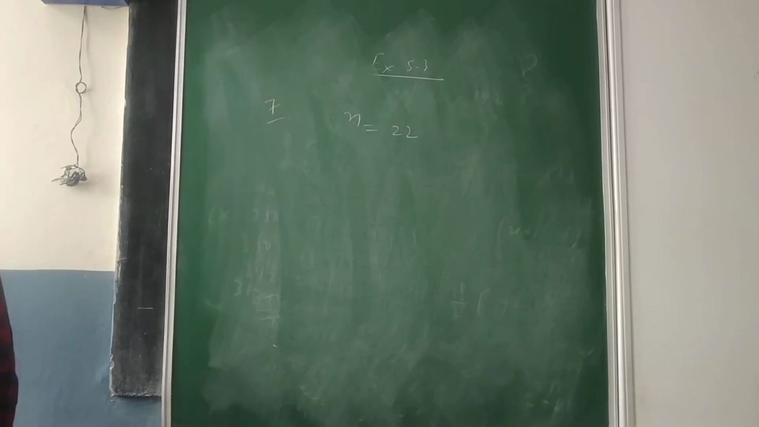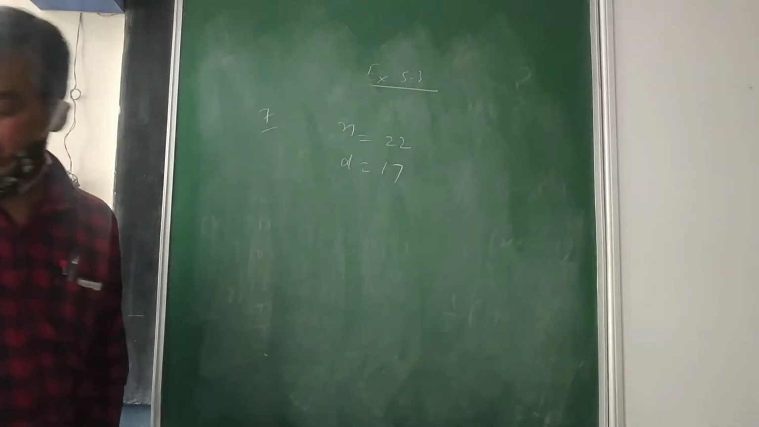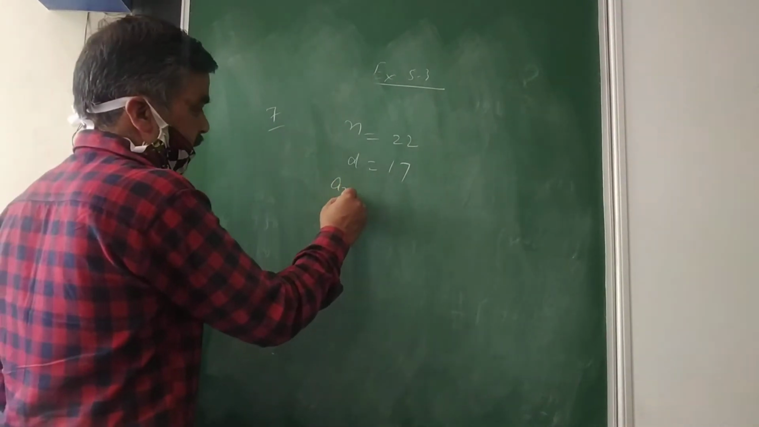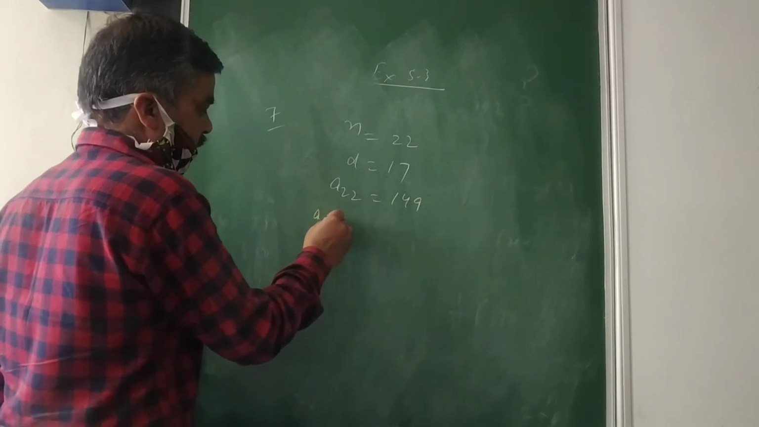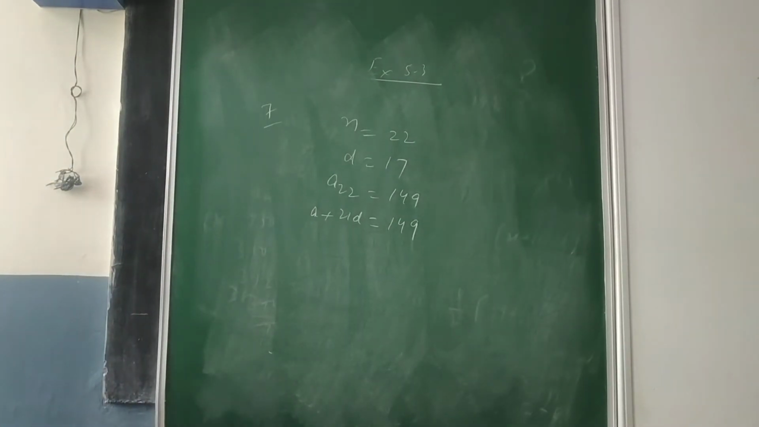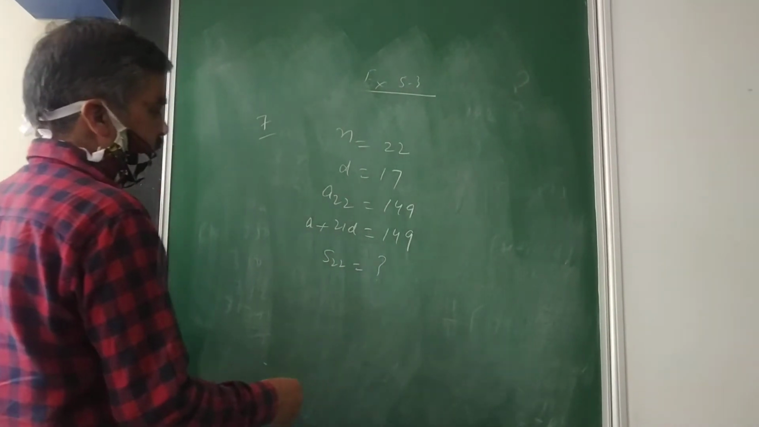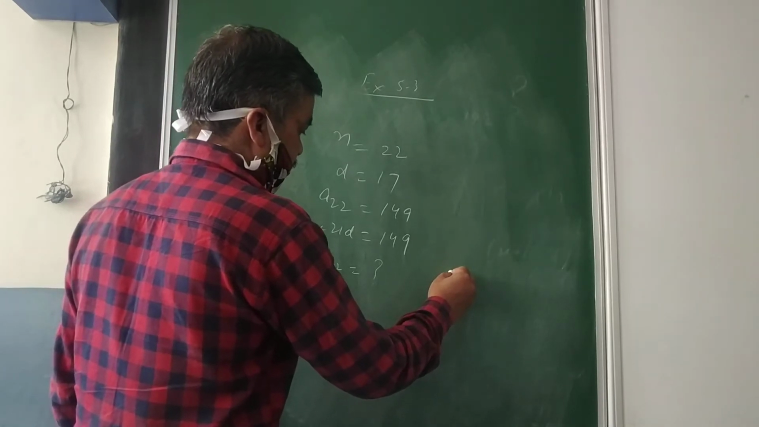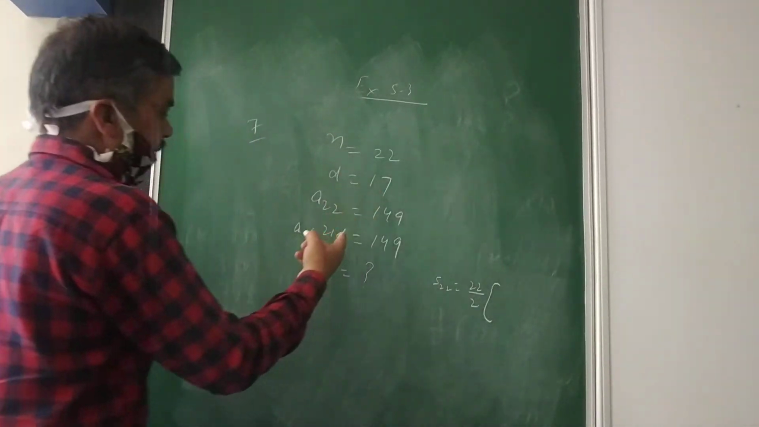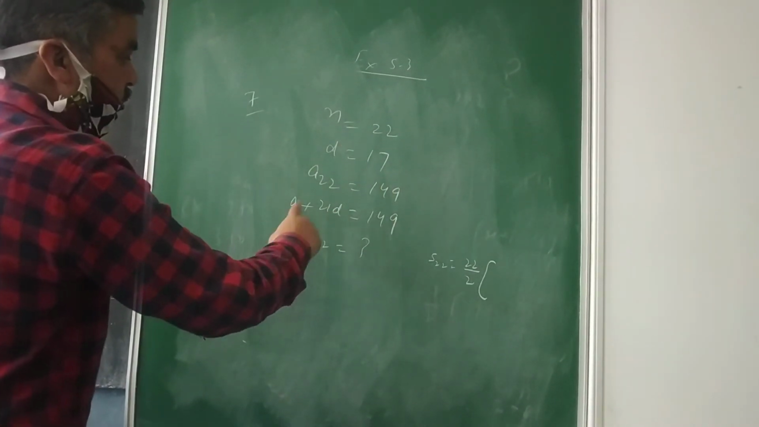So sum of first 22 means n is equal to 22, in which d is 17. So d is equal to 17. And your 22nd term is 149. A22 is equal to 149, means a plus 21d is equal to 149. So what I have to calculate is the sum S22. And you know S22 means n by 2 into 2a plus n minus 1 into d. A is missing, so that you can use from here.